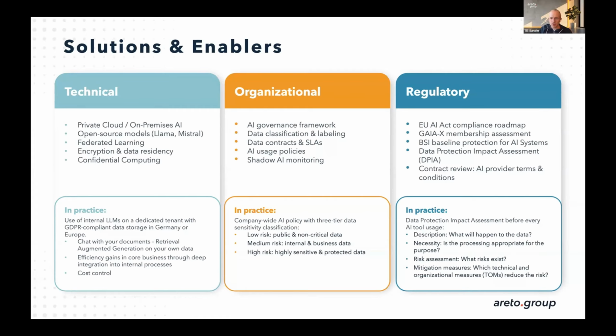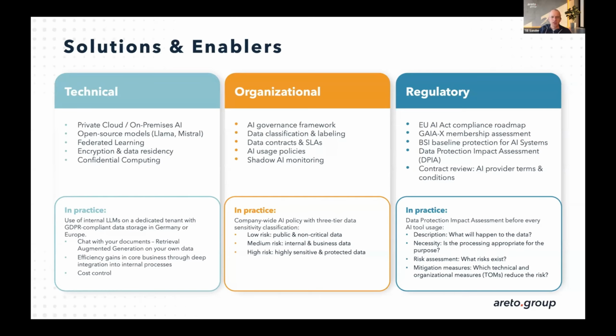Organizationally, it means putting the right governance structure in place: an AI governance framework, data classification policies, AI usage guidelines, and shadow AI monitoring. The last one is important because if you don't know which of your employees are using AI tools with company data right now, you already have a sovereignty problem.